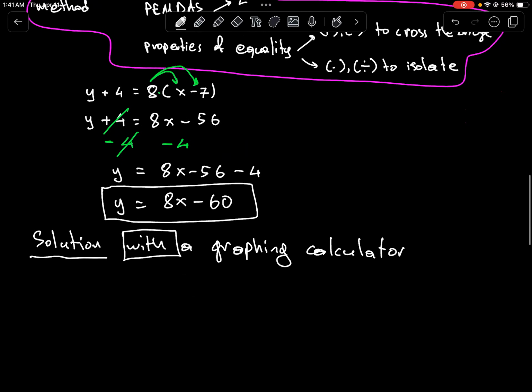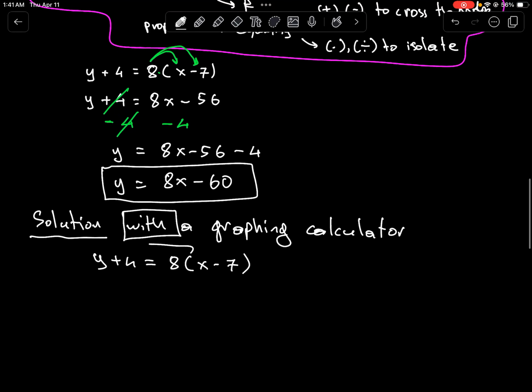Let's start by writing down what we got. y plus 4 equals 8x minus 7. If we put this on our graphing calculator and we're taking the STAAR test, it's not going to be able to graph it. Our graphing calculator graphs only functions that have the y isolated, like y equals, and it can be anything here as long as the y is isolated.